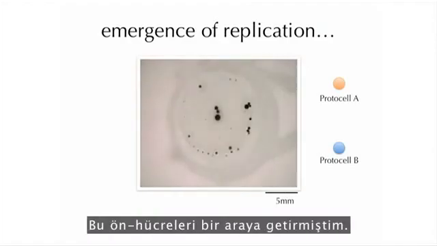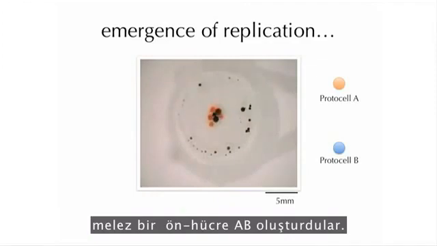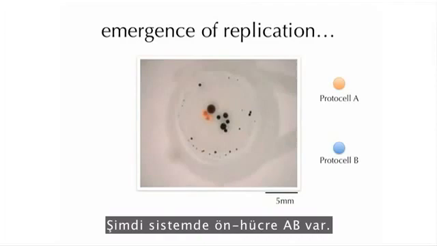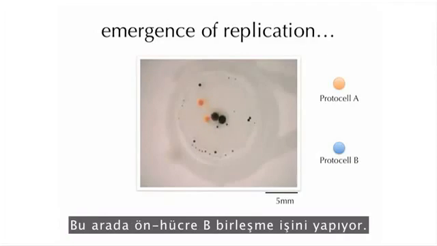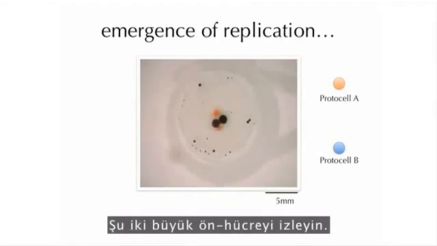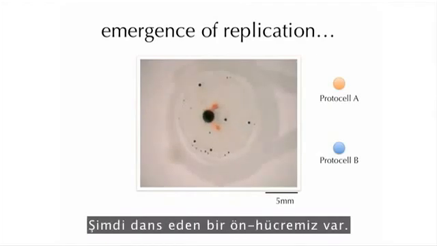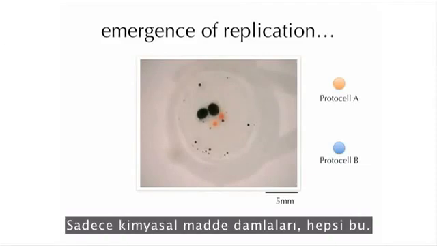So I added these protocells together into the system, and protocell A and protocell B fused together to form a hybrid protocell AB. That didn't happen before. There it goes. There's a protocell AB now in the system. Protocell AB likes to dance around for a bit. Well, protocell B does the fusion, okay? But then something even more interesting happens. Watch when these 2 large protocells, the hybrid ones, fuse together. Now we have a dancing protocell and a self-replication event, right? Just with blobs of chemicals again.